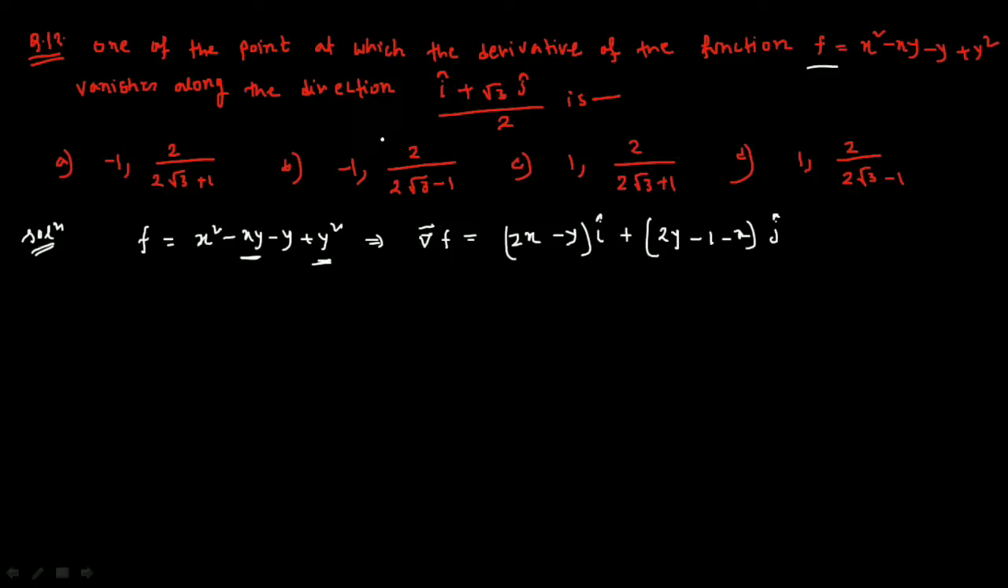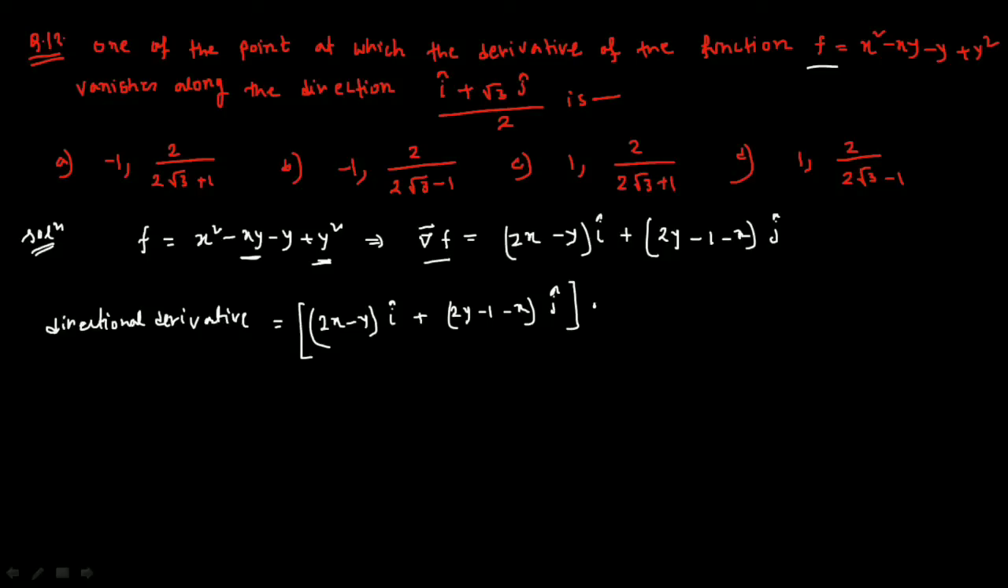Now we have to take the dot product of the gradient of f with this unit vector, which gives the directional derivative. So the directional derivative is equal to 2x minus y i cap plus 2y minus 1 minus x j cap, dot i cap plus root 3 j cap divided by 2.